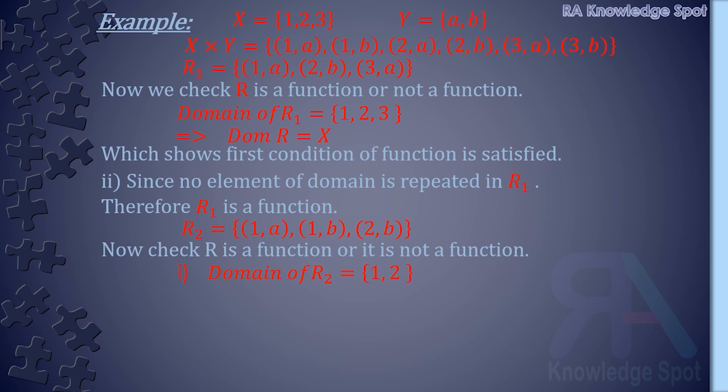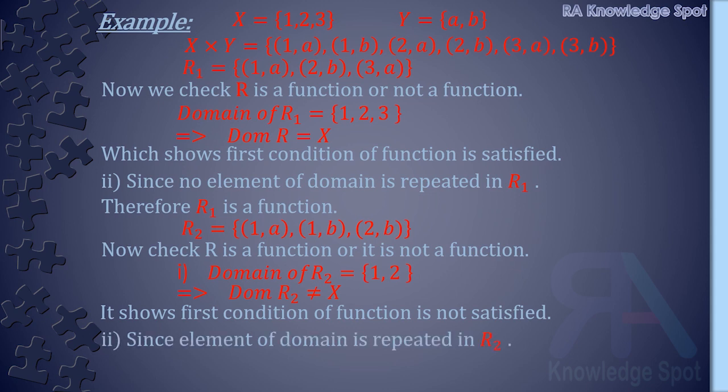Here its domain came as 1, 2, whereas we said a function's domain must be the complete capital X. This is not capital X, 3 is not coming in it. It means the domain of R is not equal to X, which shows the first condition of function is not satisfied. Even if we see the second condition, since elements of domain are repeated in R2, this is not a function.